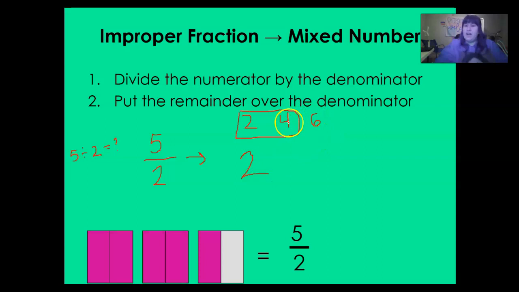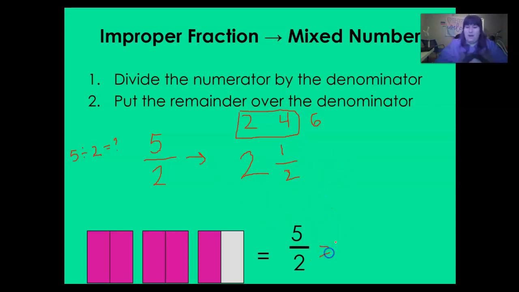But when I do that, I only get to 4. What's my leftover for getting to 5? Well, 4, 5. I would need 1 more. That's my little extra piece, my numerator. My denominator stays the same. It's going to be 2. So 5 halves is the same as 2 and 1/2.